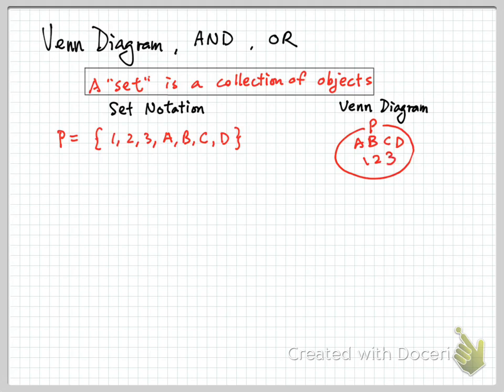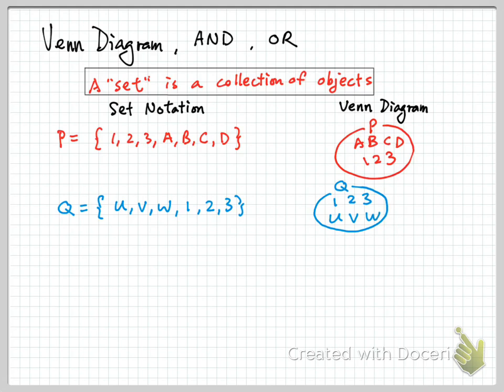And for example, we have another set we call Q, alright? Q contains 6 items. We have U, V, W, and 1, 2, 3, right? So this is the collection Q. Once again, we can represent Q with a Venn diagram. So the collection of Q is something like this. There are numbers 1, 2, 3, and also letters U, V, W.